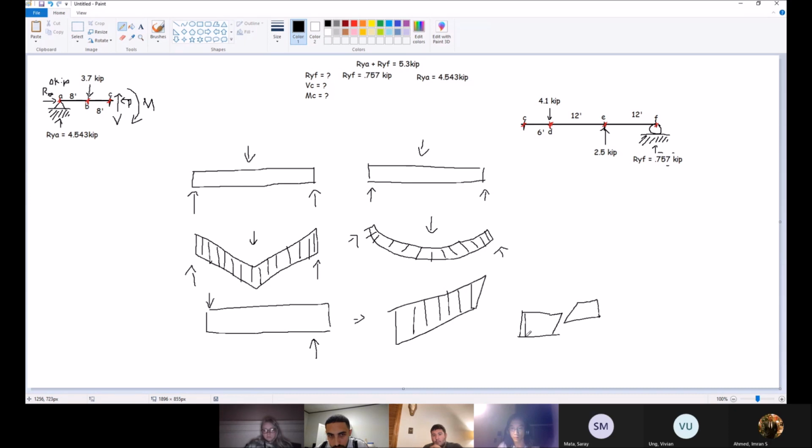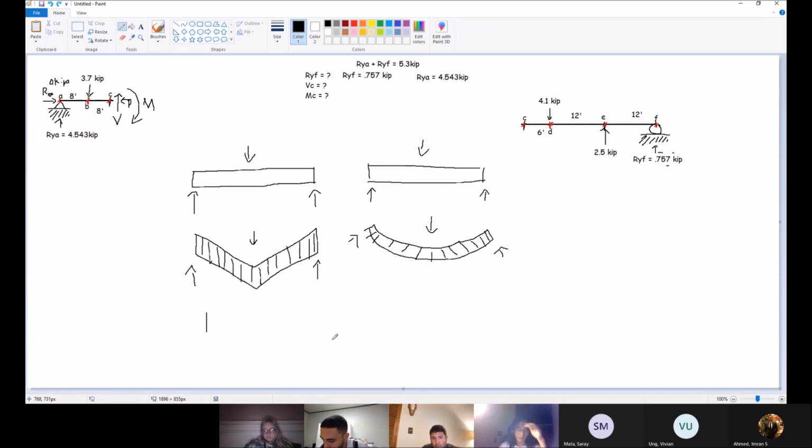I believe. Sort of like that, I'm pretty sure. Not 100% sure on that, but this is the shear force that we're going over in class. Does that kind of make sense? Oh yeah. Okay. All right.